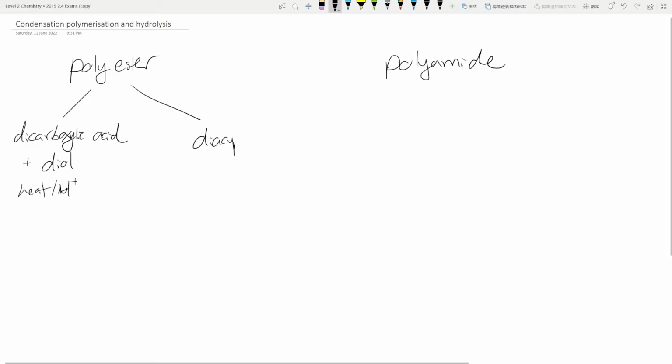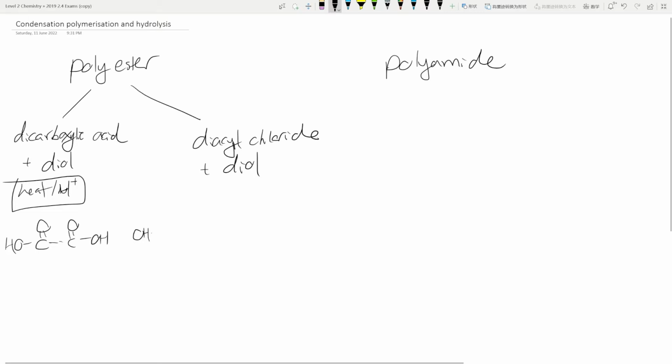Or you can make it with a diacyl chloride and another diol, but this one you don't need any reagent because the diacyl chloride is more reactive. So with the polyester, you can think of it like COOH, COOH. Whatever is in between doesn't really matter, it's just a copy paste. And then if I react this with a diol, like OH, C, then some more, OH on the other side.